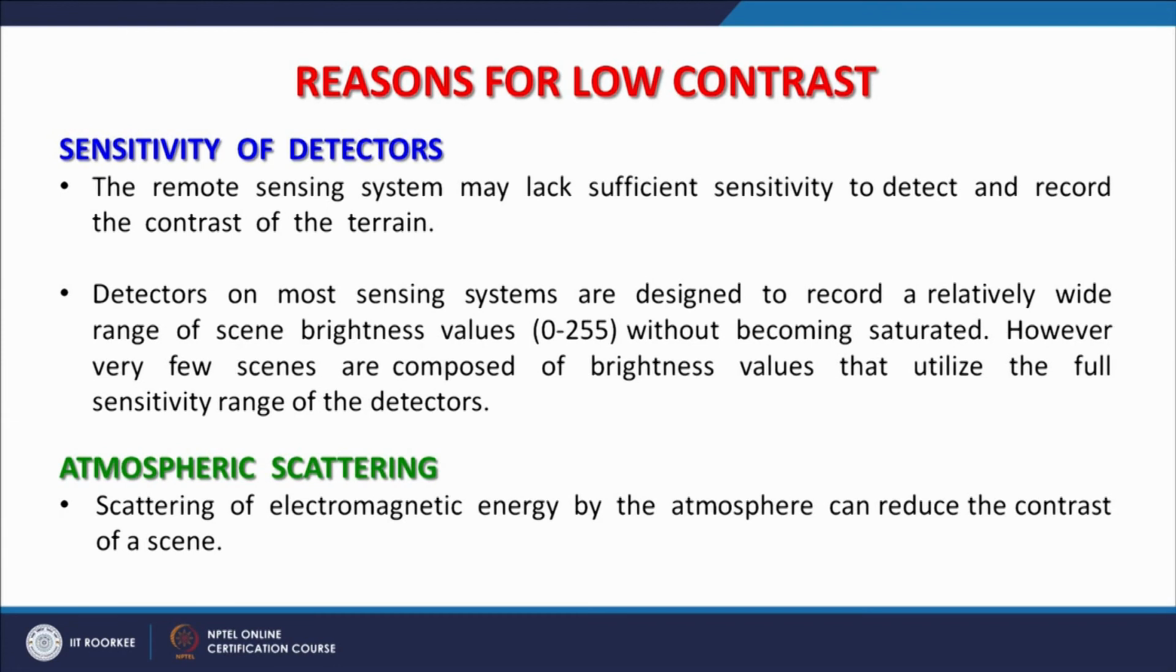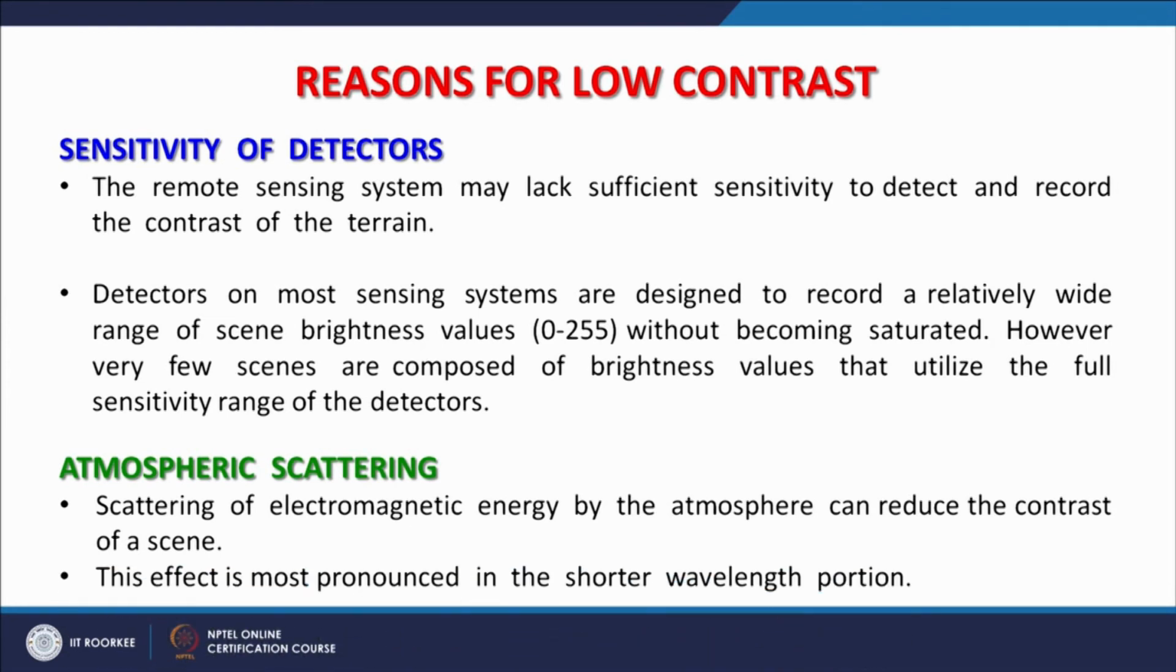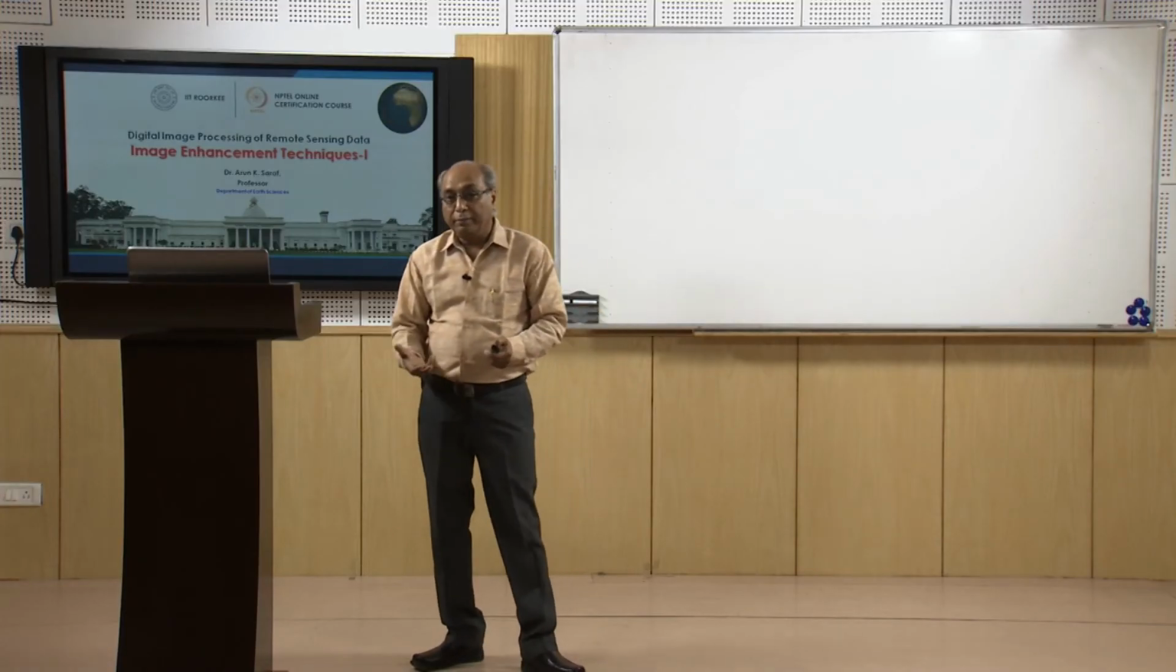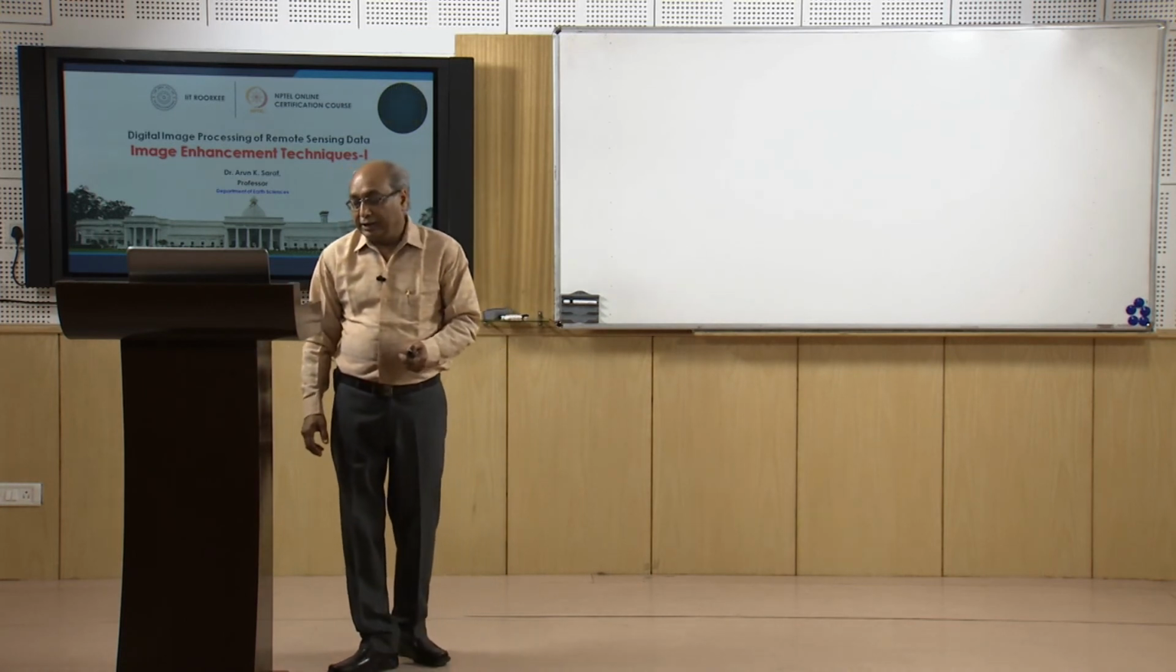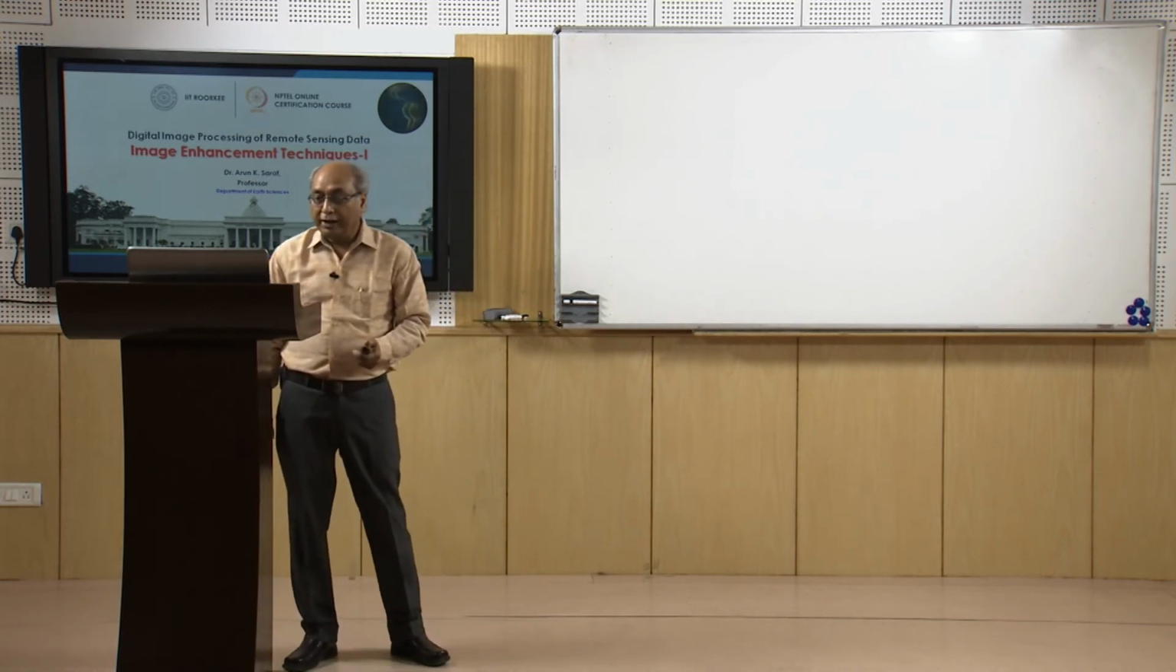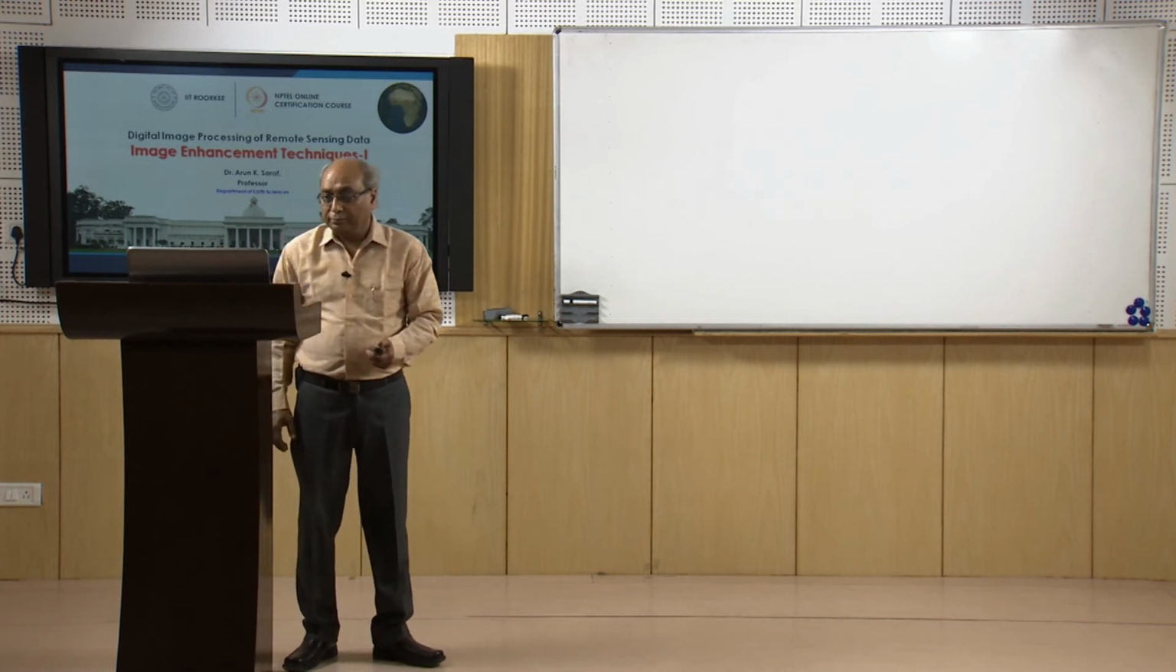Atmospheric scattering may bring low contrast, that is, scattering of electromagnetic energy by the atmosphere can reduce the contrast of a scene, and this effect is most pronounced in shorter wavelengths. So in bands like band 1 and 2 in the case of Landsat MSS or Landsat ETM, TM, OLI, these problems may come.